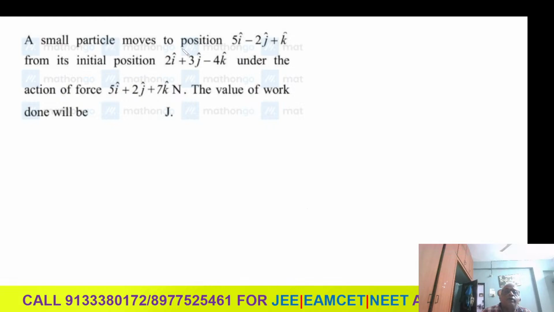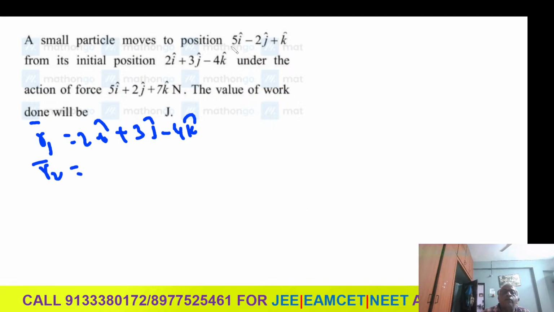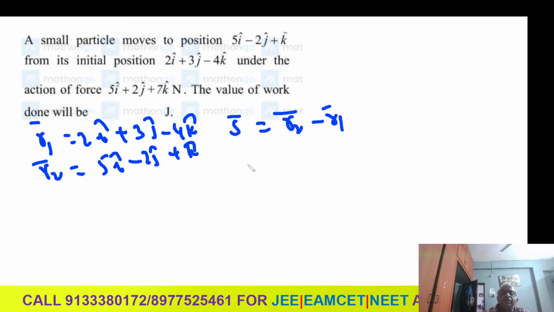A particle moves to a position 5i minus 2j plus k from its initial position 2i plus 3j minus 4k. This is the initial position and this is the final position. What is the initial position? R1 bar, you say: 2i plus 3j minus 4k. What is the final position? R2 bar: 5i minus 2j plus k. It moves to this position from the initial position. What is the displacement vector? Displacement vector is R2 bar, final position, minus initial position.